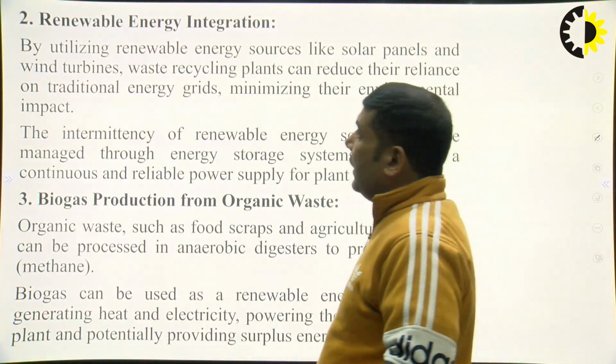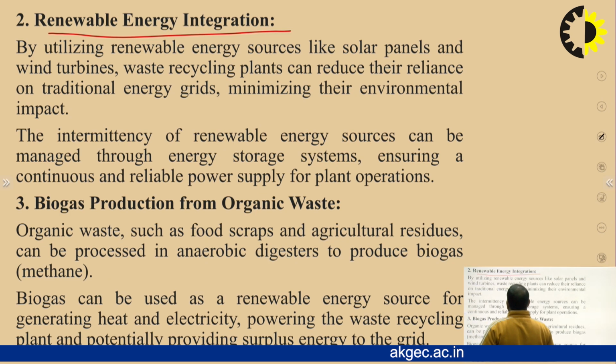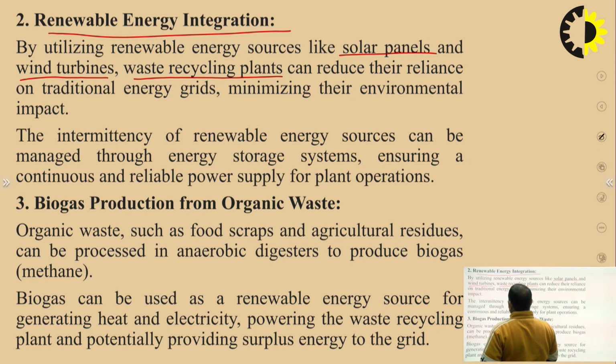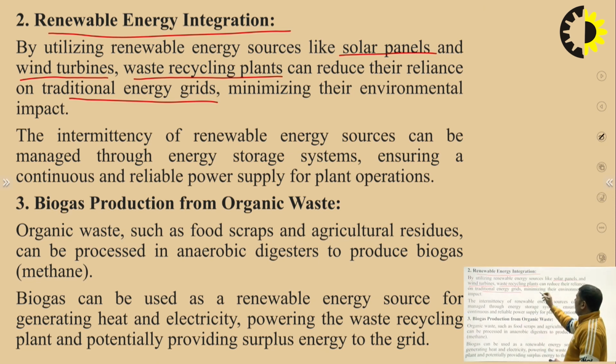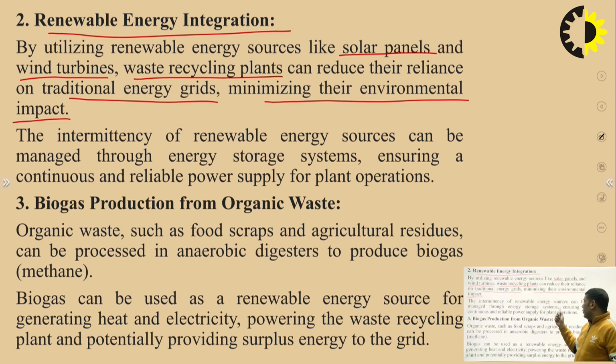The second key aspect of waste recycling plants is renewable energy integration. By utilizing renewable energy sources like solar panels or wind turbines, waste recycling plants can reduce the dependency on traditional energy grids, or support the traditional energy grids, while minimizing environmental impact. So this is a win-win situation. We are getting energy and we are polluting the environment less. The intermittency of renewable energy sources can be managed through energy storage systems, ensuring a continuous and reliable power supply for plant operation.